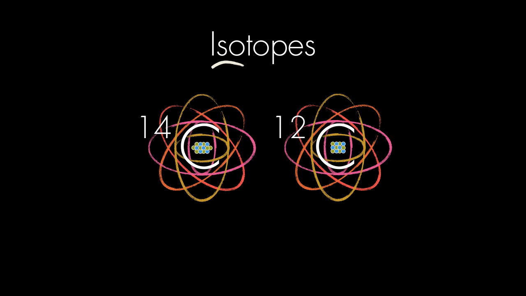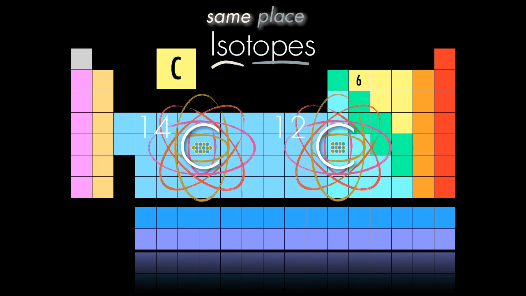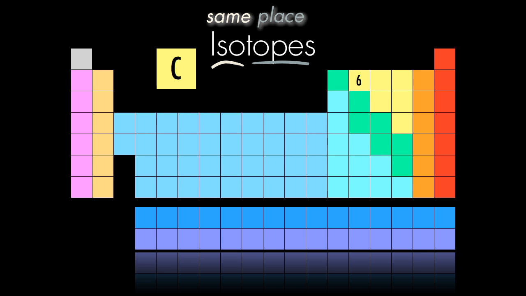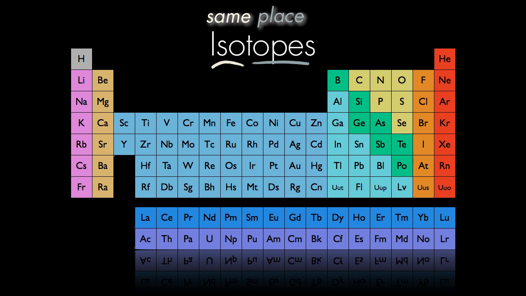Well, iso means same and tope means place. Same place where, you might ask? The same place on the periodic table. Carbon-14 and carbon-12 both belong in the square for element 6. There's many other isotopes on the periodic table, such as lithium-3 and 4, cobalt-59 and 60, and uranium-235 and 238.